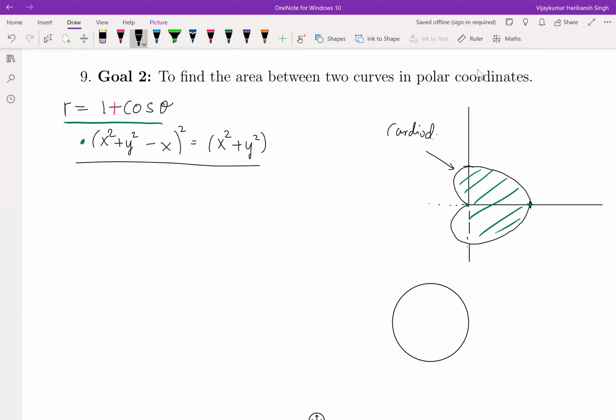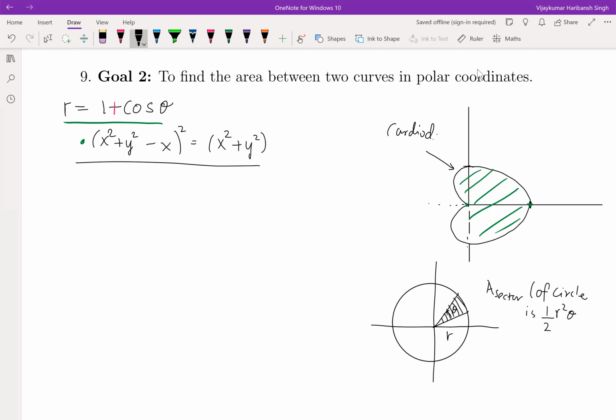So recall, if we have a circle of radius r, let r be the radius of the circle, and if this angle is θ, then the area of this sector of the circle is half r² θ.